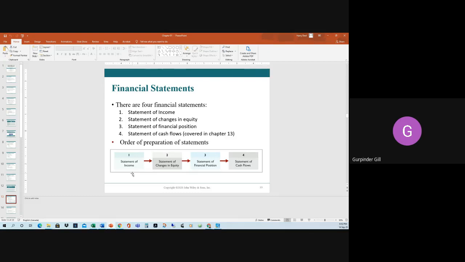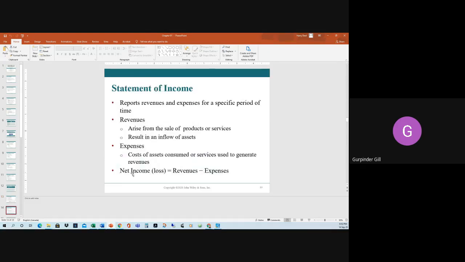Now, what these statements look like. Your statement of income is your revenues minus your expenses, which gives you your net income or loss. Right? Now, let's say if you have a bakery shop, what would be your revenue stream?